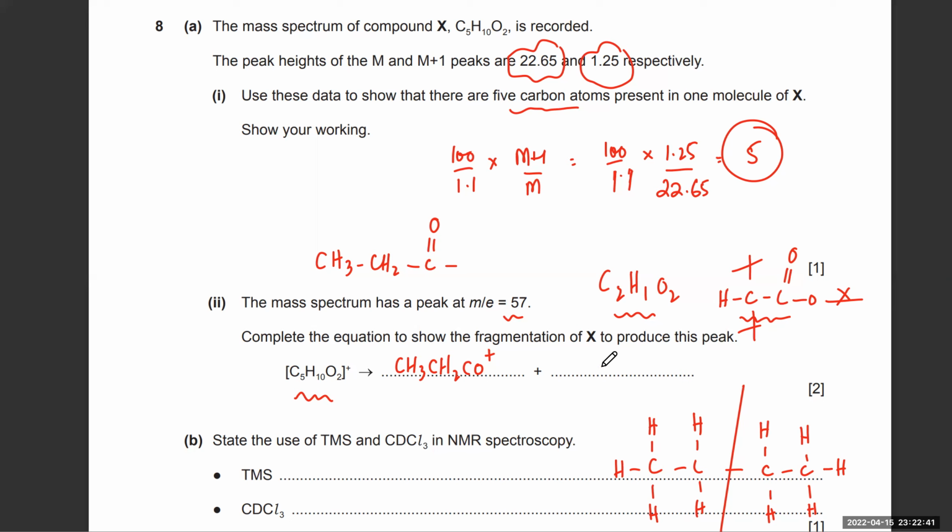So what's the other piece then? If one is 57, what is the leftover piece? You've already added three carbons over here, so the remaining molecule will have two carbons. And out of 10 hydrogens, there are five over here, so it's going to have five hydrogens. And out of the two oxygens, it's going to have one oxygen. So that's the other part. Is that clear?